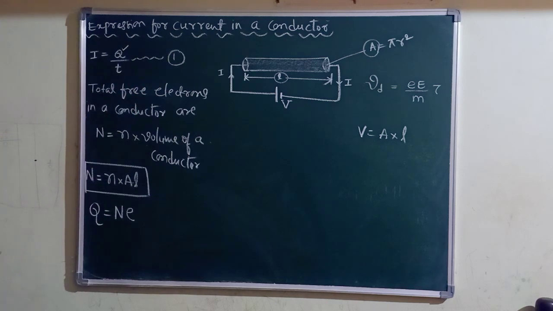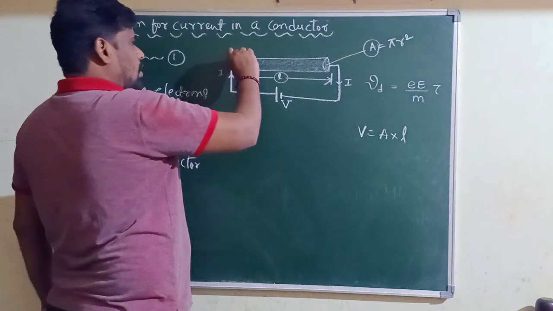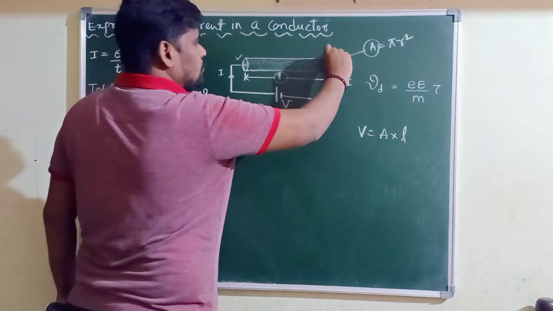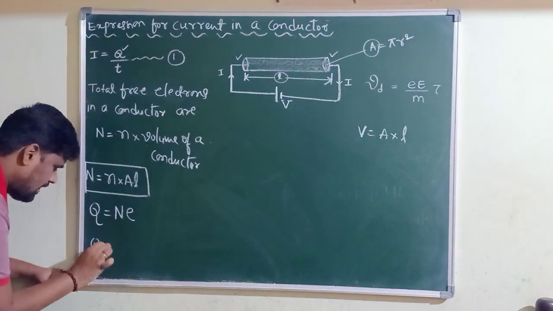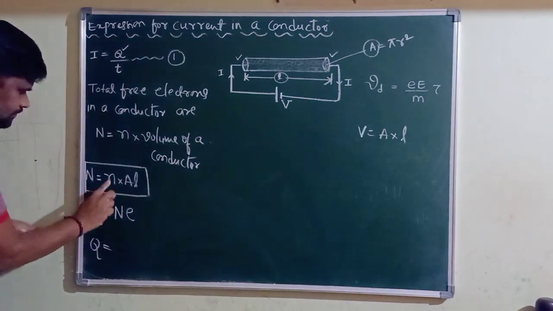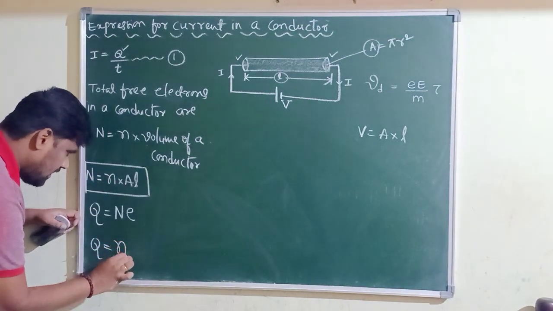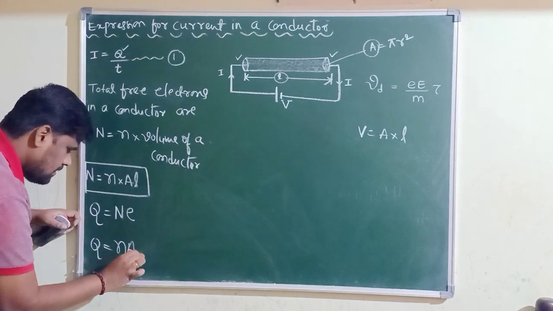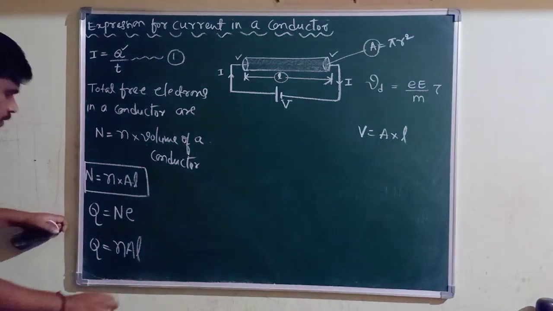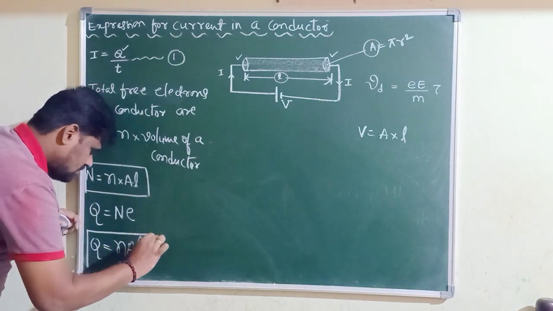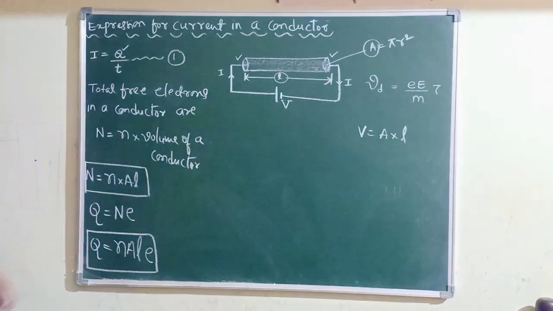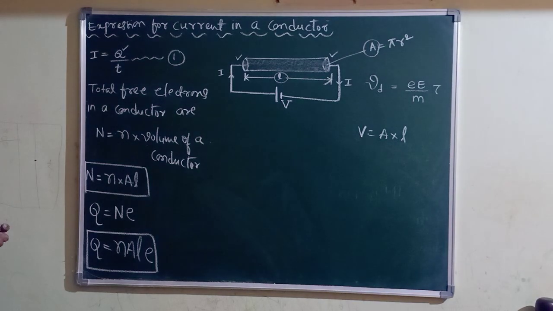Q is equals to Ne is called what? Total charge which is flowing from one end of a conductor to what? Another end of a conductor. Therefore, what is Q value here? What is N? N is given by N A L into e, which is the charge which is flowing through the conductor.